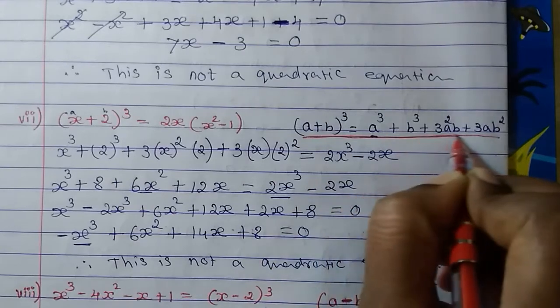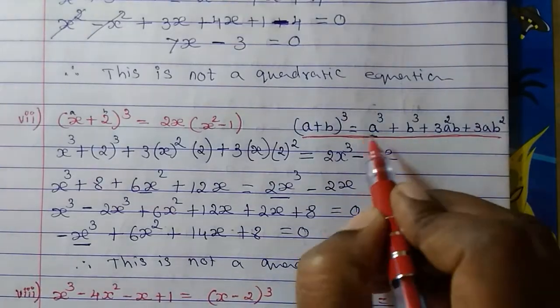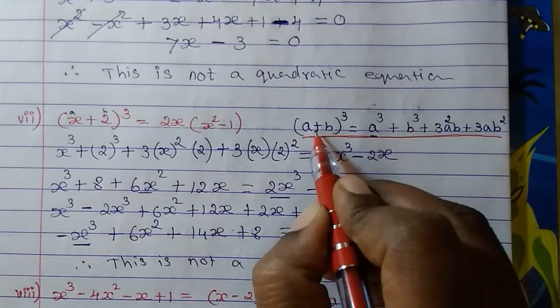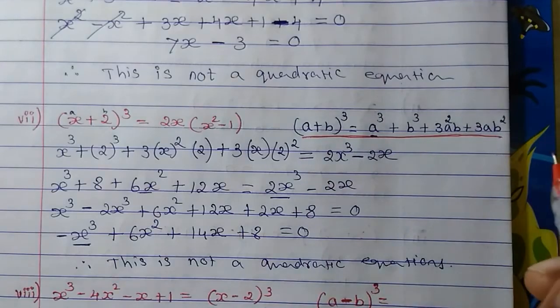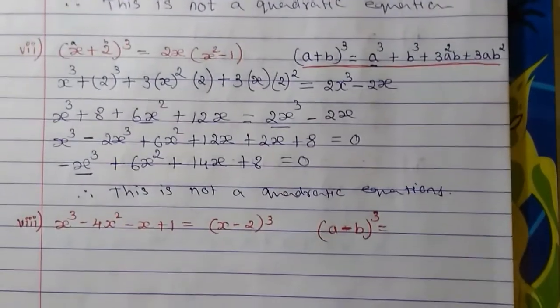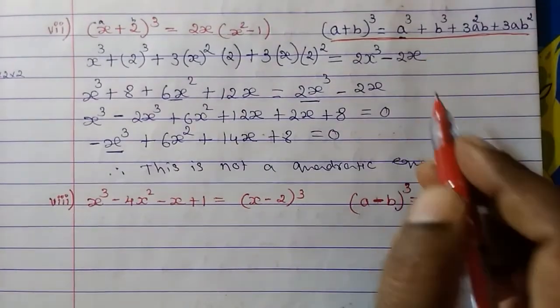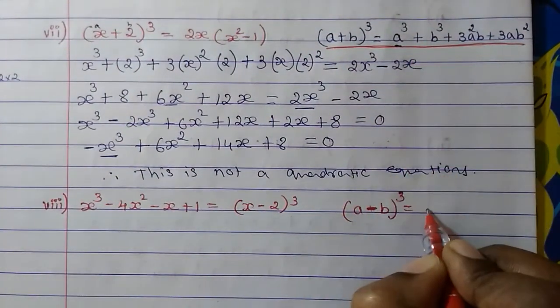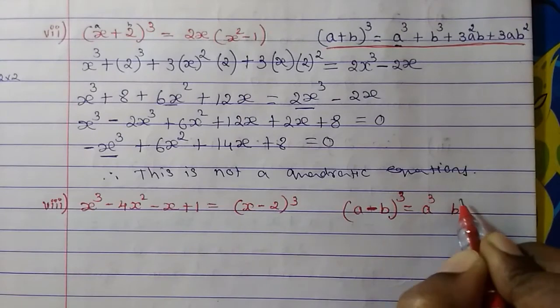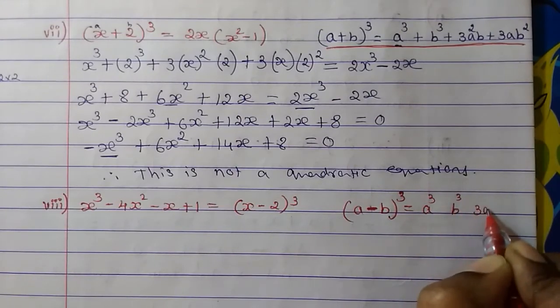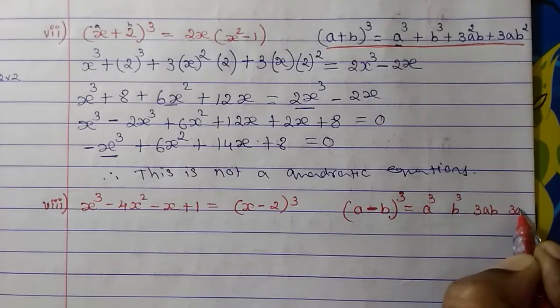Okay. Same way you have to use here also. Same way we will write down. How we did? Here plus versus everywhere we put the plus. So same way here minus is there. How to put the sign I will tell you. But first we will write down the same way how we have written down. Write down a cube, then b cube, then 3ab, then 3ab.